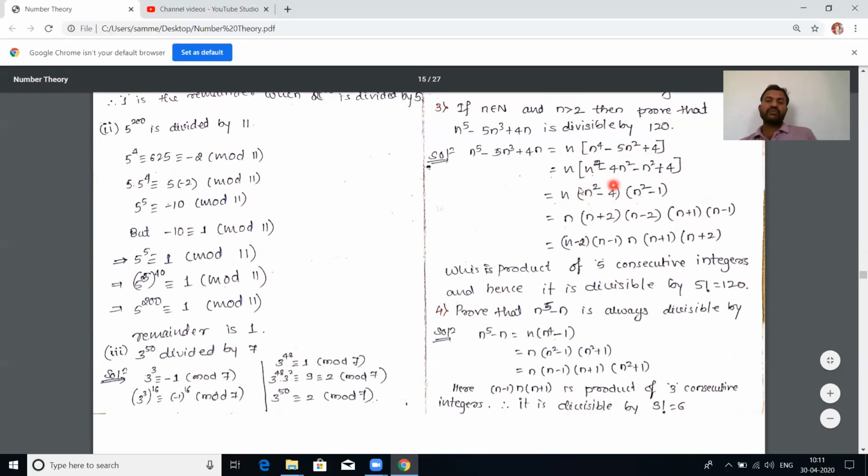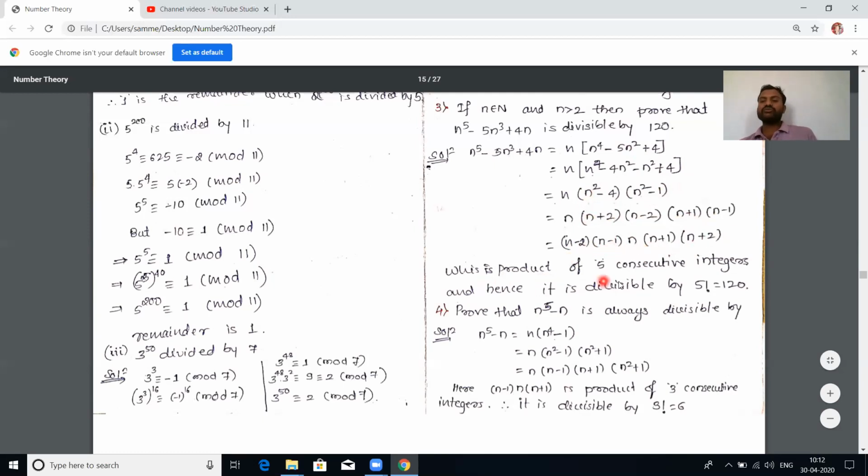Now n square minus 4, I can apply the formula a square minus b square is a plus b into a minus b. So n plus 2, n minus 2. Similarly, n square minus 1 is n plus 1, n minus 1. Now observe here: n plus 1, n plus 2, n minus 1, n minus 2. These are consecutive numbers. How many numbers are there? 1, 2, 3, 4, 5. 5 consecutive numbers are there.